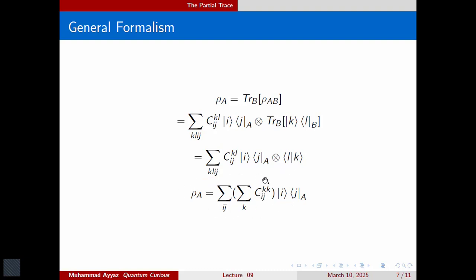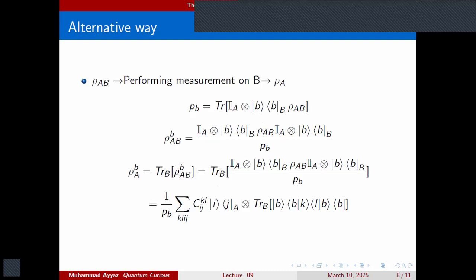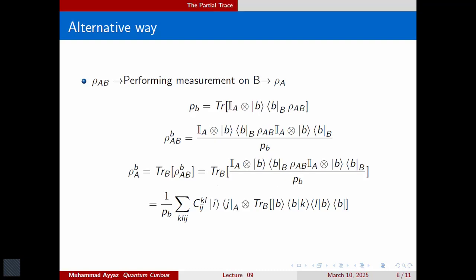As you can see, the indices have also changed. So this is the more mathematical way to see the operation of the partial trace. Now I am going to review an alternative way to see the operation of the partial trace, and that is more physically realizable.